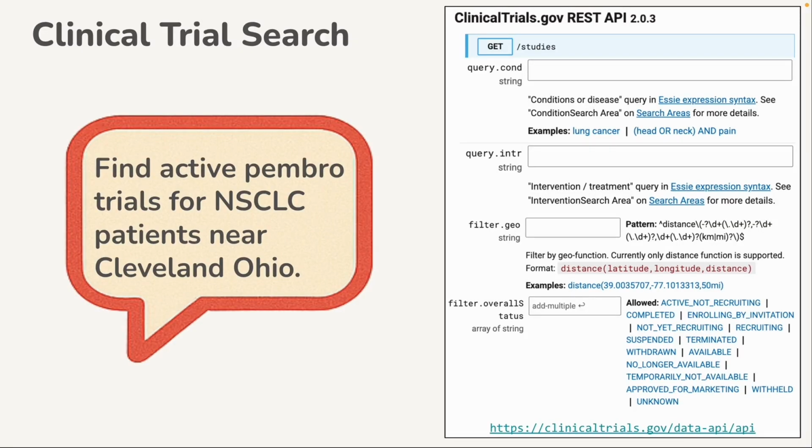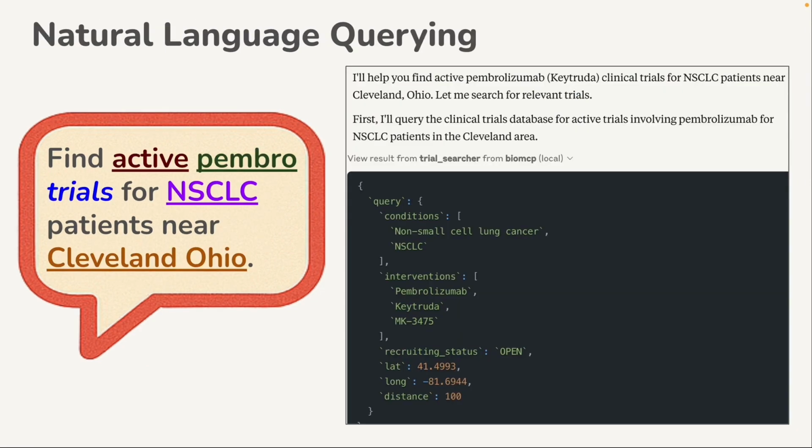I'm going to be finding active clinical trials for the drug pembrolizumab for non-small cell lung carcinoma patients near Cleveland, Ohio. This natural language query gets understood by the large language model and translated into a complete query, then sent to the clinicaltrials.gov REST API. You'll see in this example how the large language model understands the intent of the user and breaks down their query into the proper named entities.